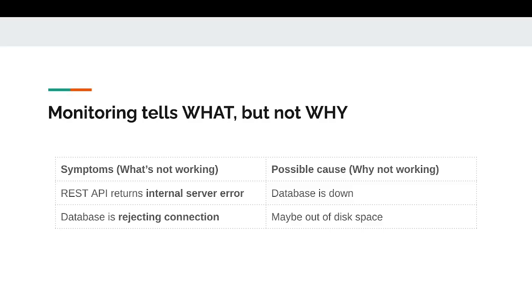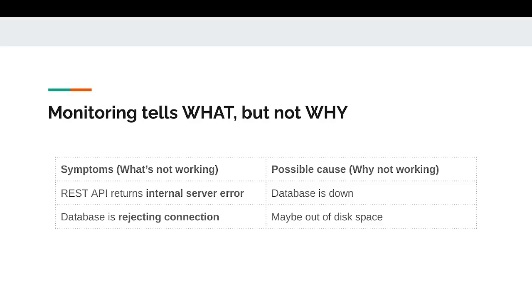The most important part in monitoring is that monitoring tells you what, but not why. What does this mean? This means monitoring just tells you what's not working, but it will not tell you why it's not working. Let's imagine you have a REST API that returns internal server error. There could be numerous reasons why it returns internal server error. Maybe the database is down. Maybe it's struggling with high CPU utilization. So there could be any number of reasons, right?